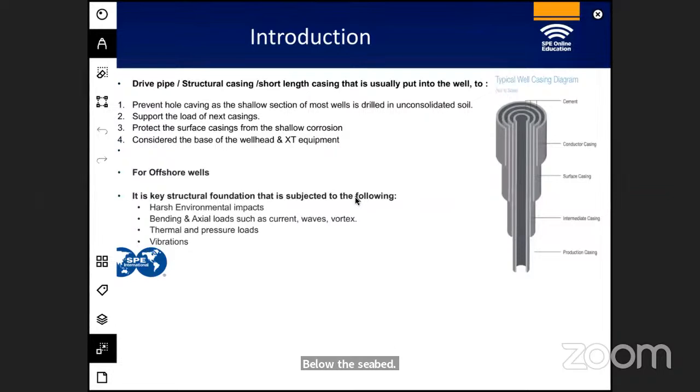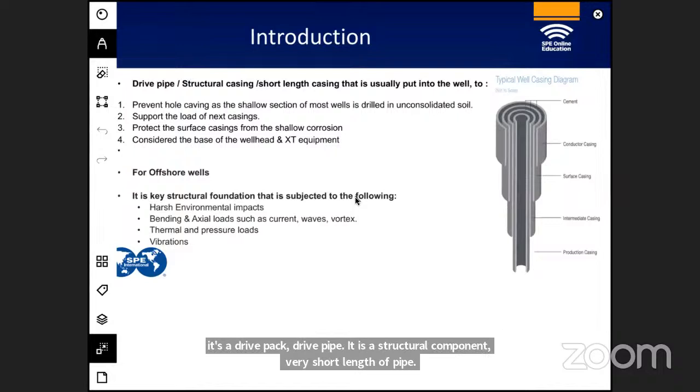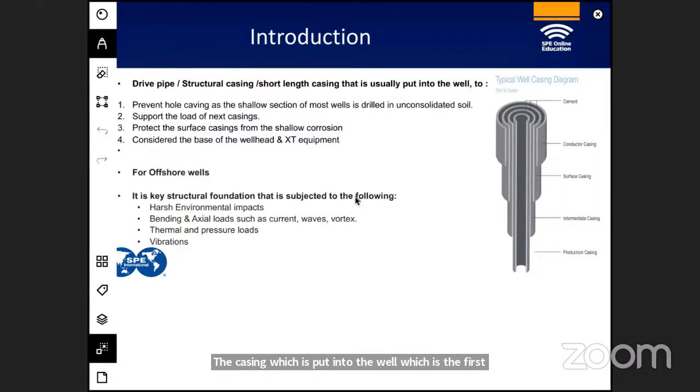So it's a drive pipe. It is a structural component, a very short length of pipe, the casing which is put into the well, which is the first pipe to go. Its purpose is that it prevents caving, as the shallow section of most wells is drilled in unconsolidated soil. It provides support and load for the next casings, protects the surface casing from shallow corrosion, and is considered the base for the wellhead, because the wellhead starts from the conductor itself.